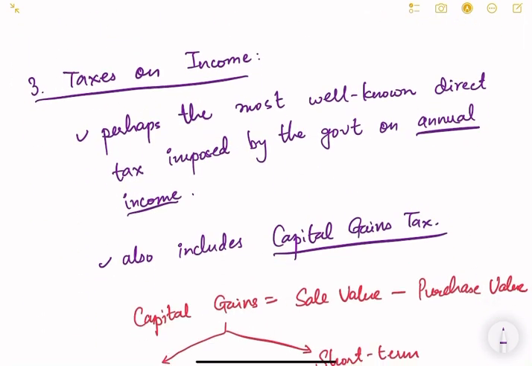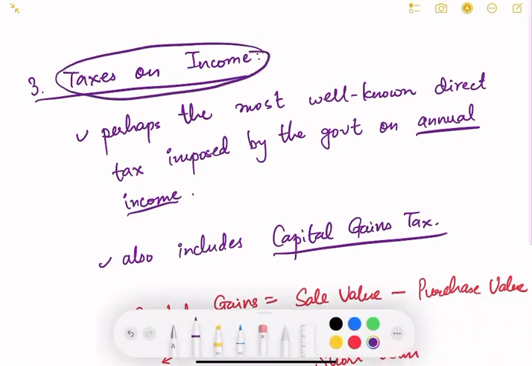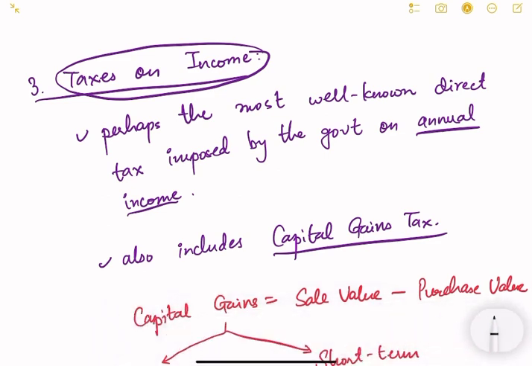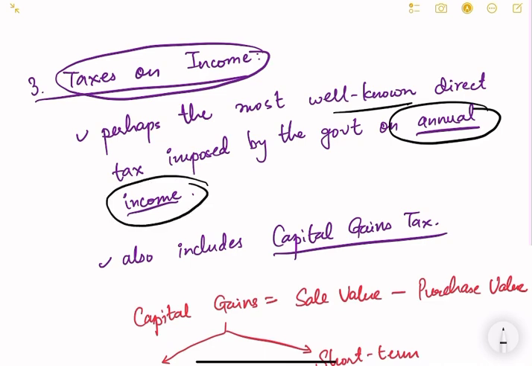Then the third kind of direct tax is taxes on income. This is the most famous, most well-known direct tax, right? Because we common people usually deal with income tax only. So perhaps income tax is the most well-known direct tax imposed by the government on our annual income. So income tax is imposed on your annual income. There are different slabs. Depending on which slab you fit into, the government will impose the income tax.